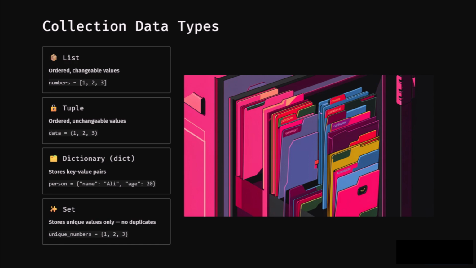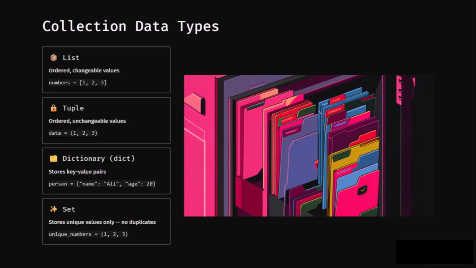Now that we've seen how to write the code, let's summarize the collection data types we just covered. These are essential for handling groups of data efficiently. We have the list. Think of this as your most flexible option. It stores ordered, changeable values, meaning you can update or modify the items inside the square brackets whenever you need. Next is the tuple. It looks similar to a list, but notice the lock icon. It stores ordered, unchangeable values. Once you define a tuple using parentheses, those values are set in stone for the rest of your program. Then we have the dictionary or dict.